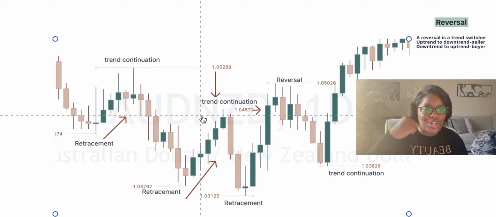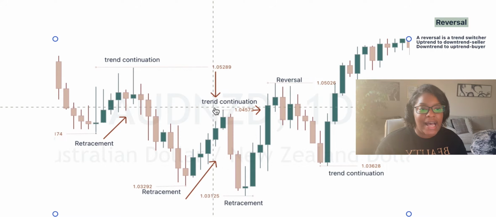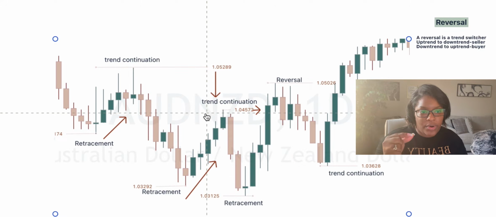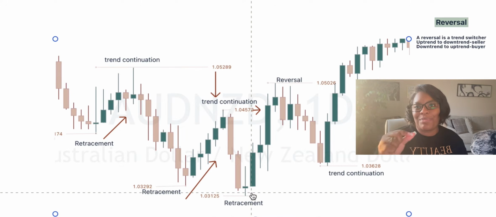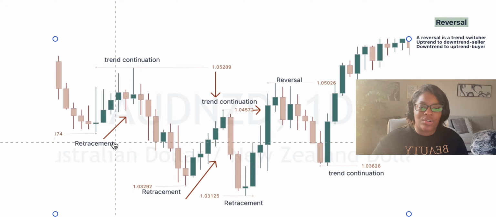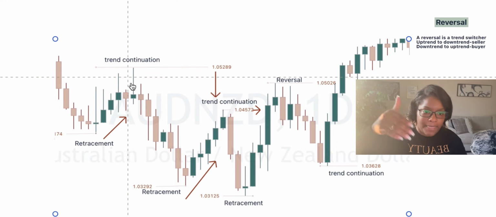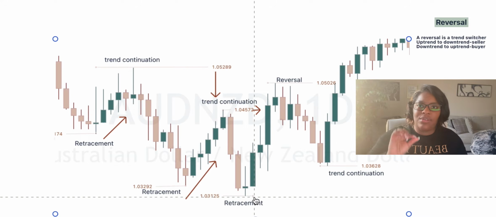pulling back or retracing back, staying below 1.05289 to 1.04572, trend continuation down to 1.03125. So this is what created a downtrend. We had a pullback or retracement, trend continuation, pullback or retracement, trend continuation.